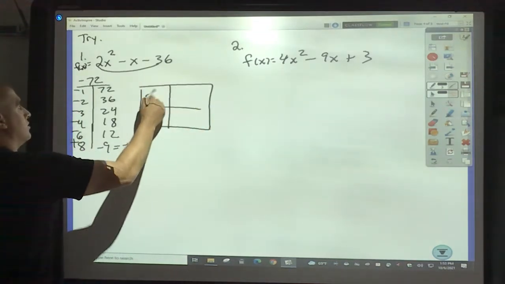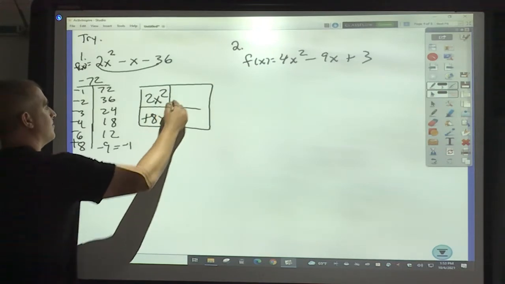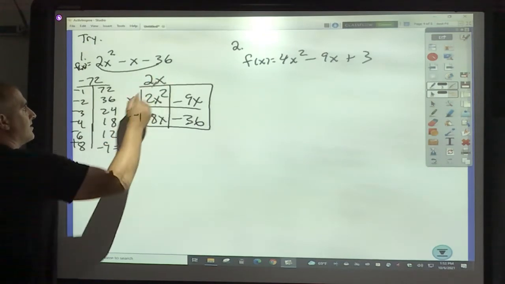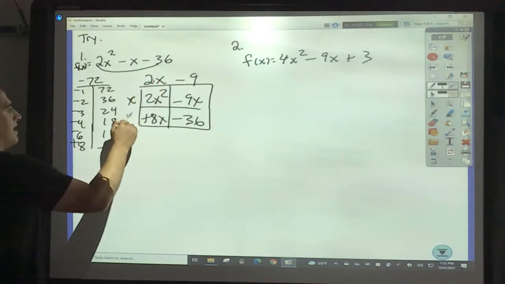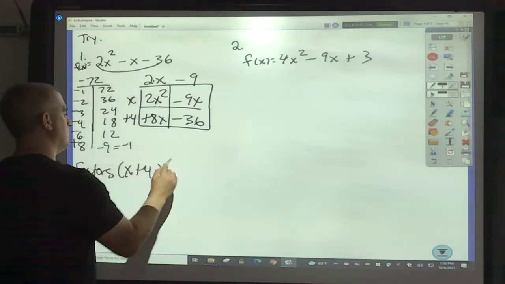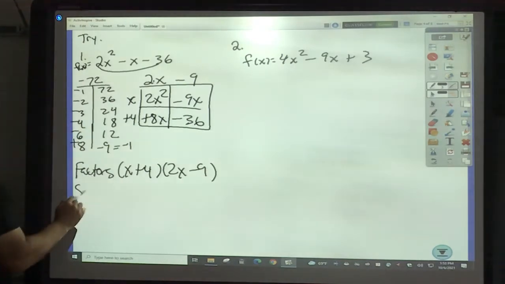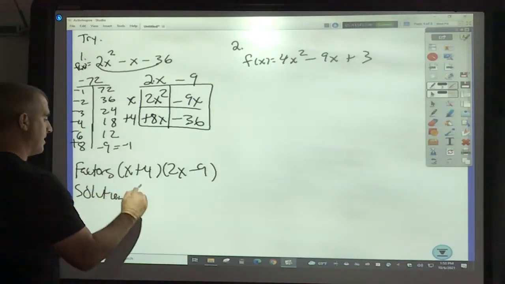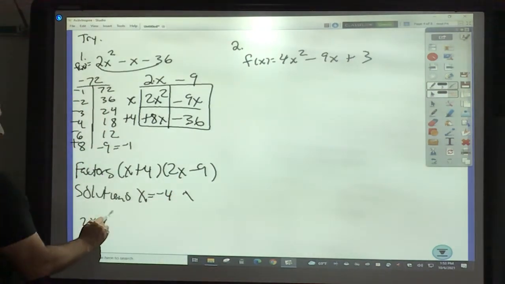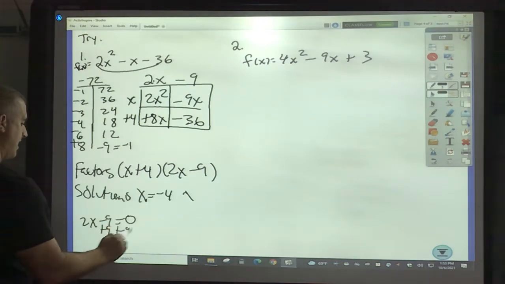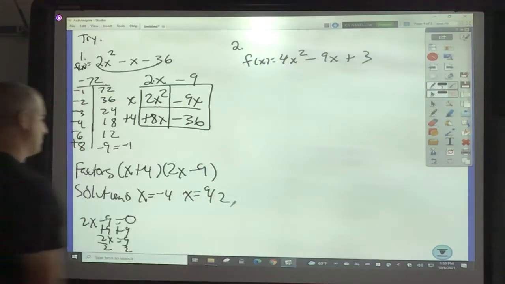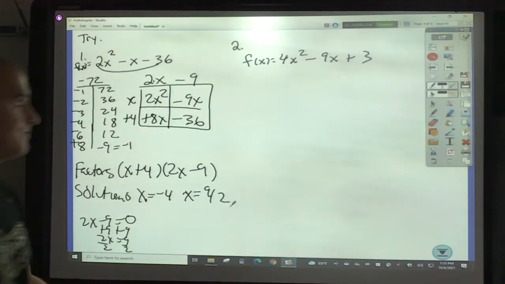So I got 2x squared plus 8x minus 9x minus 36. Okay, this would be x times this would be 2x, x times this would be negative 9, 2 times that would be 4. So my factors here are x plus 4, 2x minus 9. My solutions are easy. That's going to be x equals negative 4, and if I solve that out over here, 2x minus 9 equals 0, add 9, that's 2x equals 9, divide by 2, that's x equals 9 halves. Okay, easy when it's factorable.